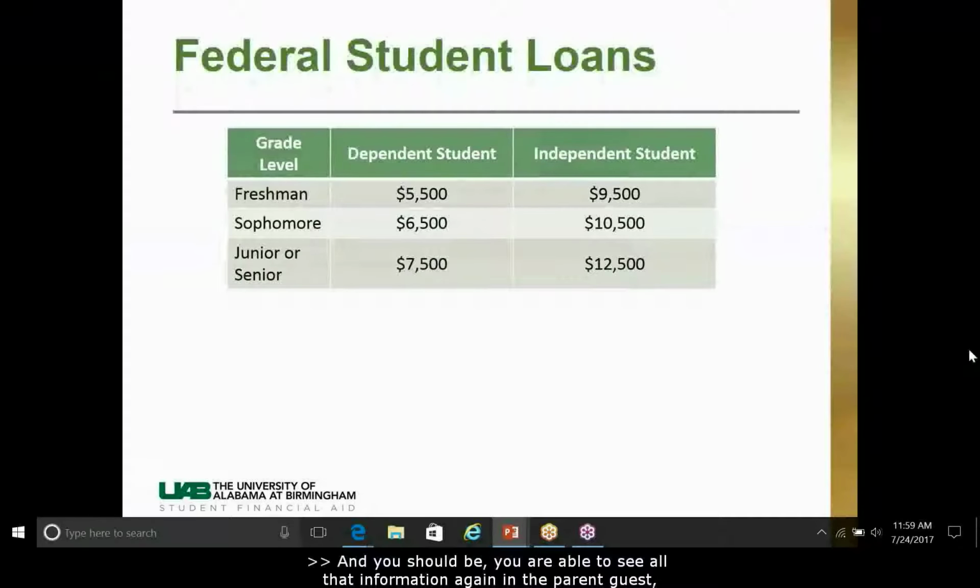And you are able to see all that information again in the guest access as well once your student has granted you that information, so there's something you can log in and see individually as well.